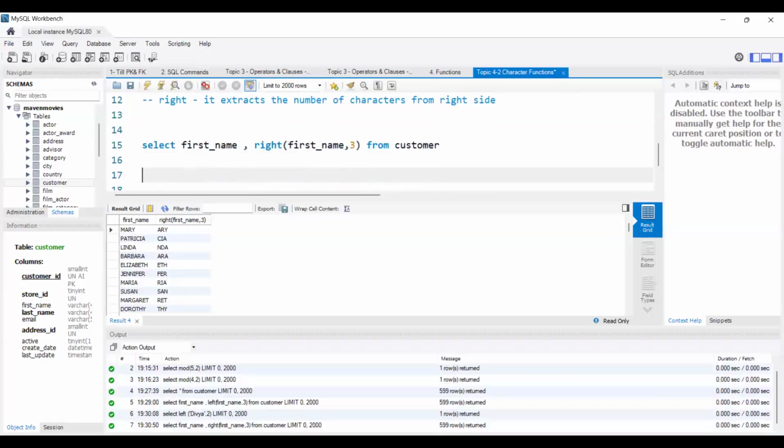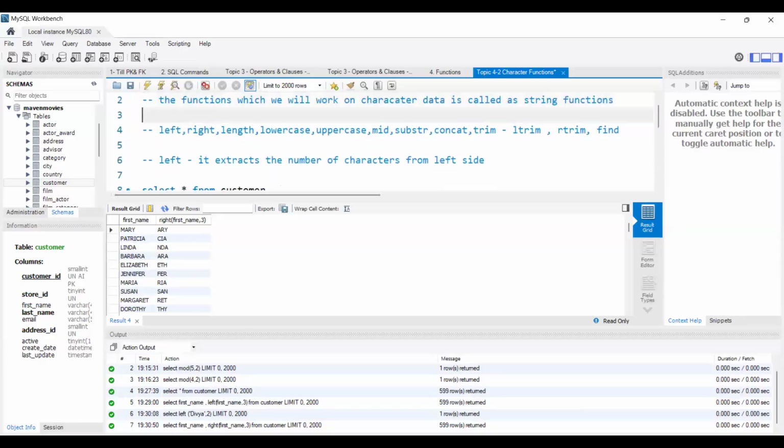In the remaining domains, I don't think we will use them much, but whenever we are analyzing data and want to extract some particular data or certain pattern of the data, we will mostly use either the LIKE operator or regular expressions or any of these functions. Okay, and this is about left and right. Next we have length.